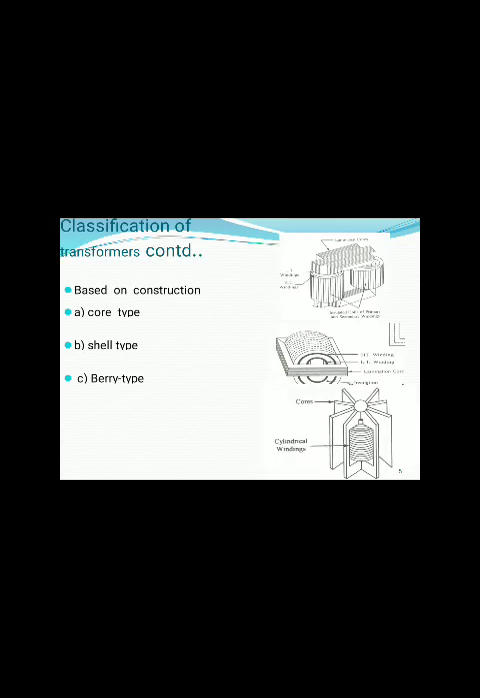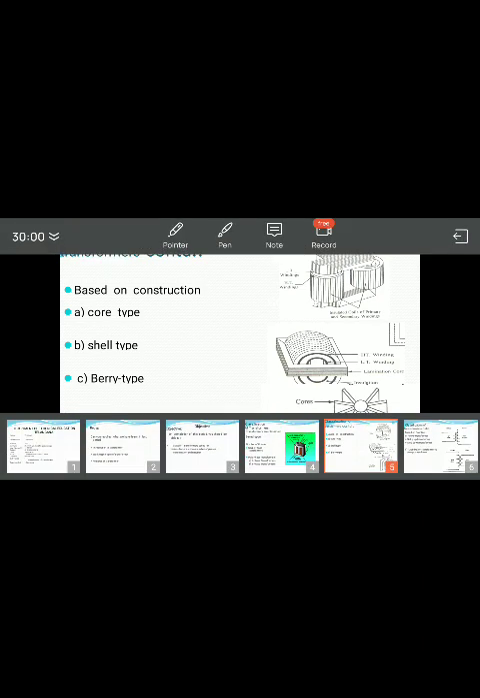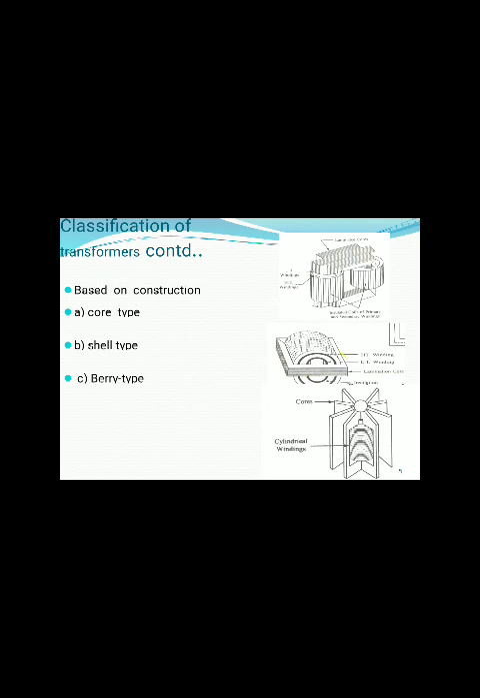In a core type, the same flux flows through all the windings. But in the shell type, the flux is divided into 2 limbs. For example, if the flux in the central limb is phi, then phi by 2 flows in this way and another phi by 2 flows in this way. Now berry type is a cylindrical winding.